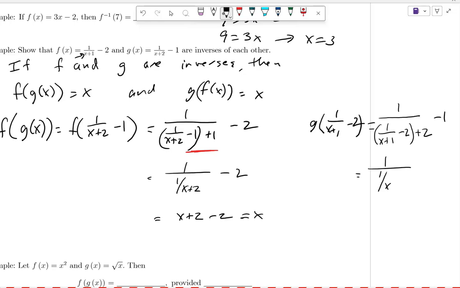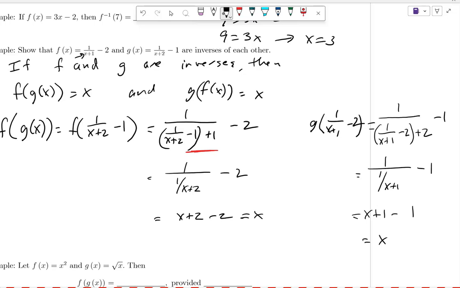This looks a lot like the previous part, doesn't it? Now this part is x plus 1 minus a 1, and you end up with x at the end. So if a problem asks you to show that things are inverses of each other, it tells you to compose those two things and show that you really do get x.